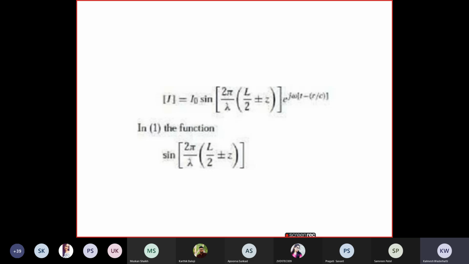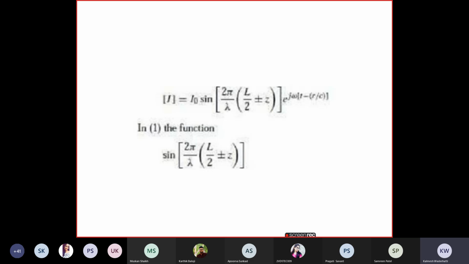Therefore, we have the current distribution with respect to the different lengths. This is the function: the sine of 2 pi by lambda in brackets, L by 2 plus or minus Z. Z is the propagation direction. It may be the positive Z direction or the negative Z direction. Usually we consider the propagation direction to be the positive Z direction. With respect to this positive Z direction, we have the calculation of the far field equation.